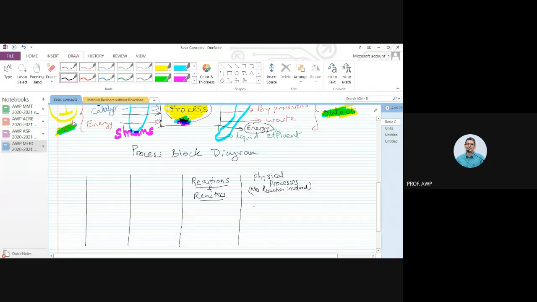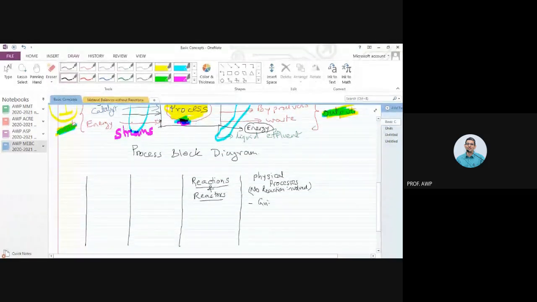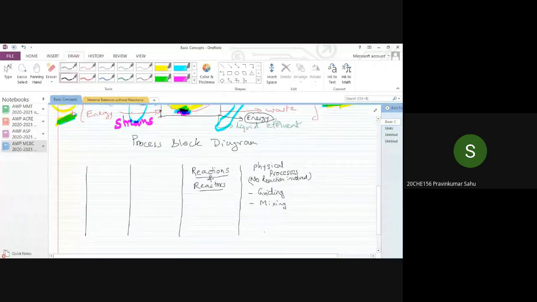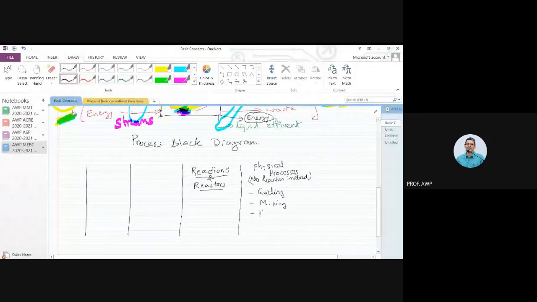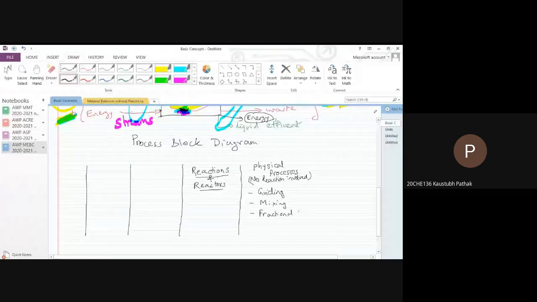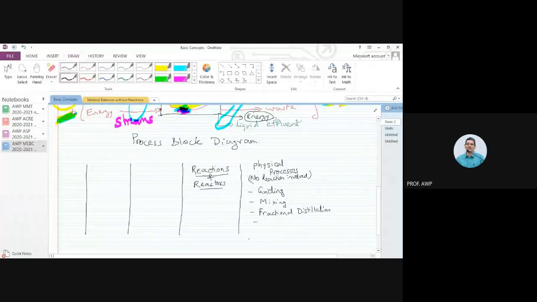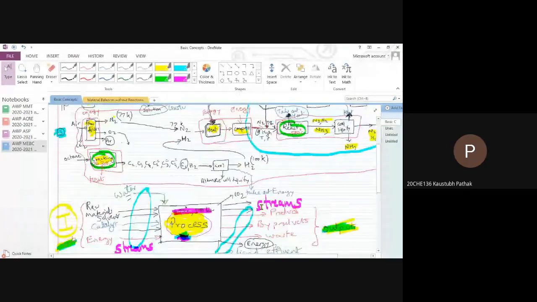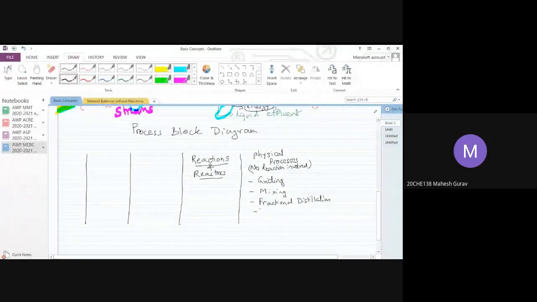By physical process, can I say grinding is a physical process? Can we say mixing is a physical process? Can we say fractional distillation is a physical process? What else can we say? Can we say drying is a physical process? Okay. Cutting. Cooling. Liquefying.